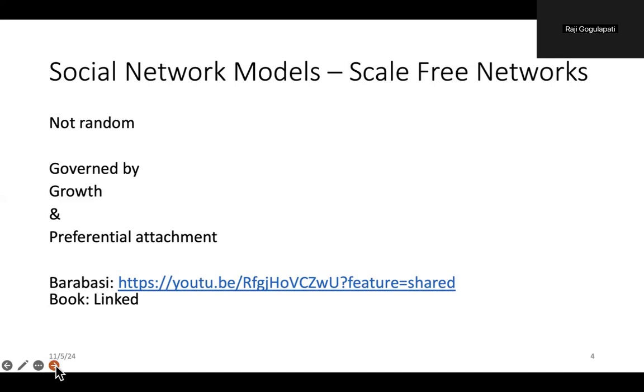But wait, if these networks are dominated by a few powerful hubs, doesn't that make them vulnerable? What if one of those hubs just disappears? That's a great point. It leads us to the idea of resilience and fragility in these scale-free networks. They can be super robust in some ways, but they can also be susceptible to failures if a key hub goes down. And that brings us to our last topic for this part of our deep dive: transmission and virality.